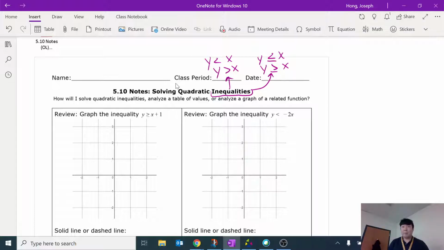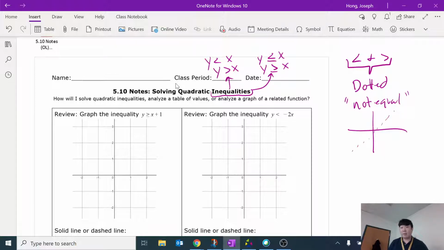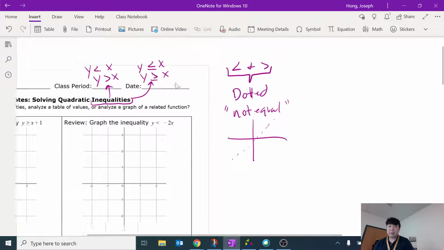We know that the less than and greater than signs are dotted because they are not equal to. So if I graph this, if you remember, we do our graph in a dashed line because we do not include it.